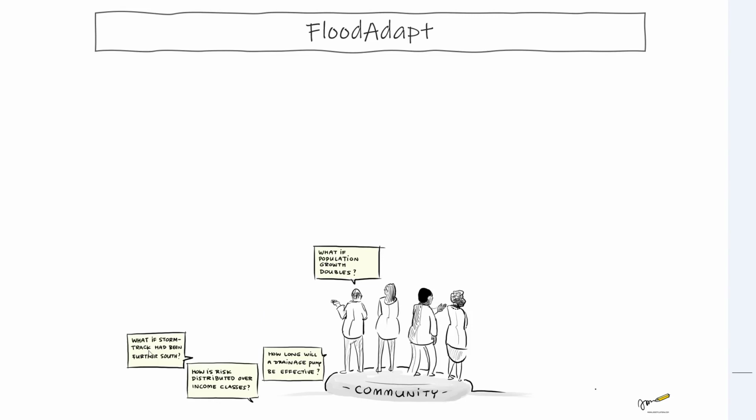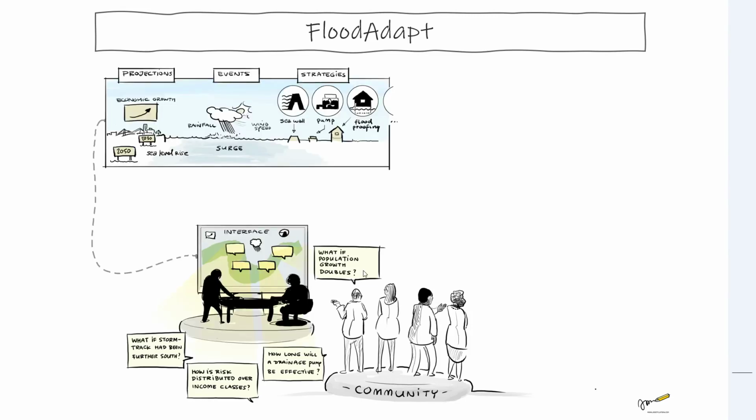Questions about events. What if that storm track had made landfall a little bit further south? And questions about how impacts are felt in communities. How is risk distributed over different residential groups in the community, different income classes, different social vulnerability? And the idea is that these questions are input into a user interface that can be done by people without any modeling background.